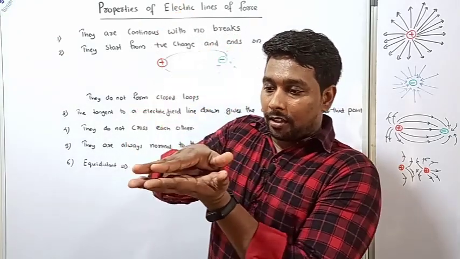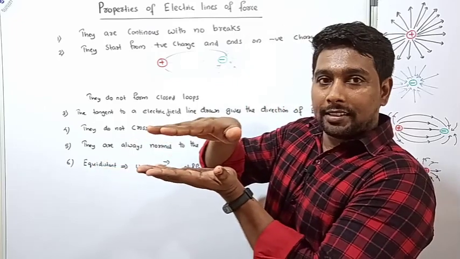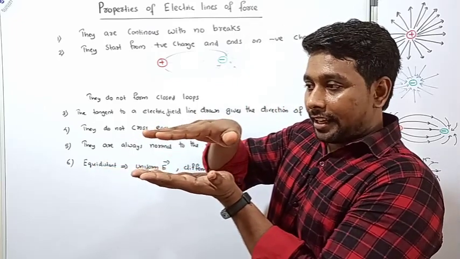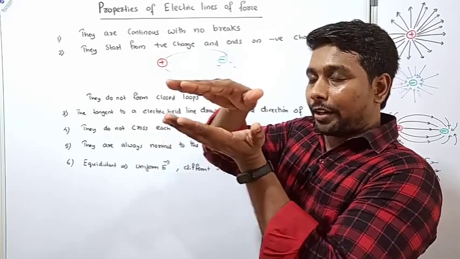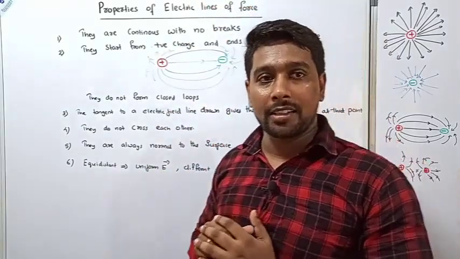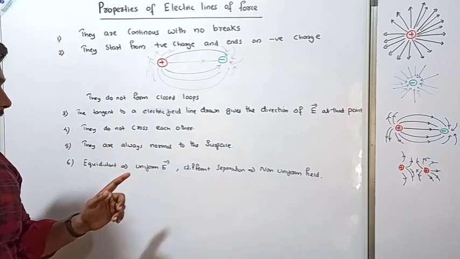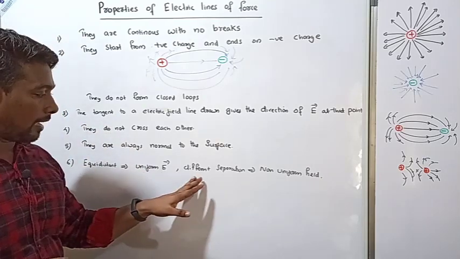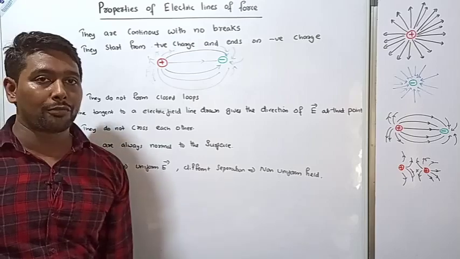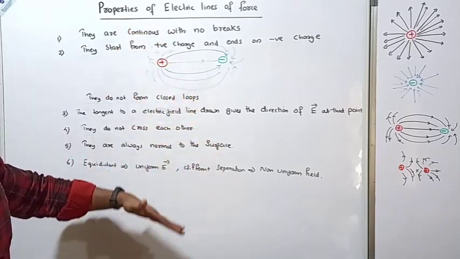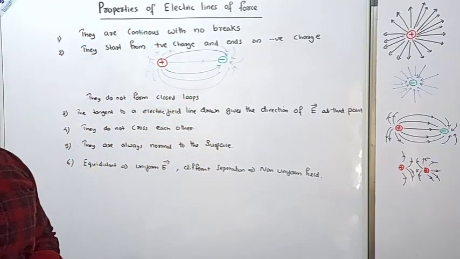Equidistant means after a certain distance there is an electric field line, then the next line will be at a similar regular distance. If it keeps a regular distance, then the field will be uniform. If we have different separation, that means a non-uniform field. You have to remember all these points from 1 to 6.